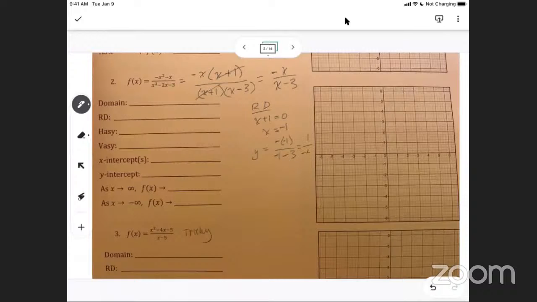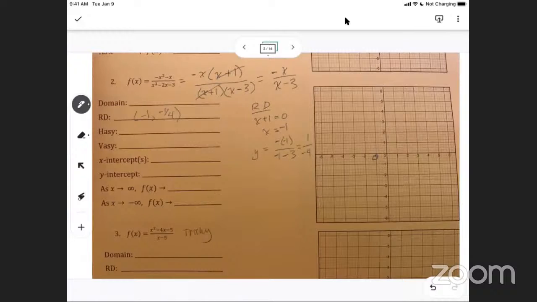1 over -4, right? So your hole is at -1 comma -1/4. Let's go ahead and just put that right on our graph right away. -1, -1/4. So there's a hole right there. Got it.